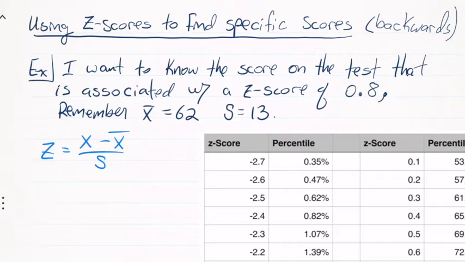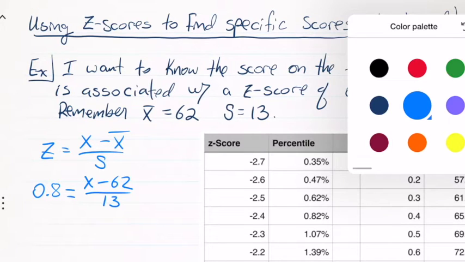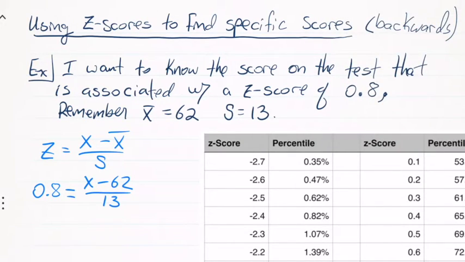I know the z-score now, so this side becomes 0.8 is equal to, I do not know what x is. I'm looking for a score that has a z-score of 0.8, minus the mean, which is 62, divided by the standard deviation, which is 13. Looks like algebra is going to come into play. So with a little bit of algebra, the first thing I would get rid of is this 13 in the denominator. To get rid of that 13 in the denominator, you're going to take both sides of the equation and literally just multiply by 13.